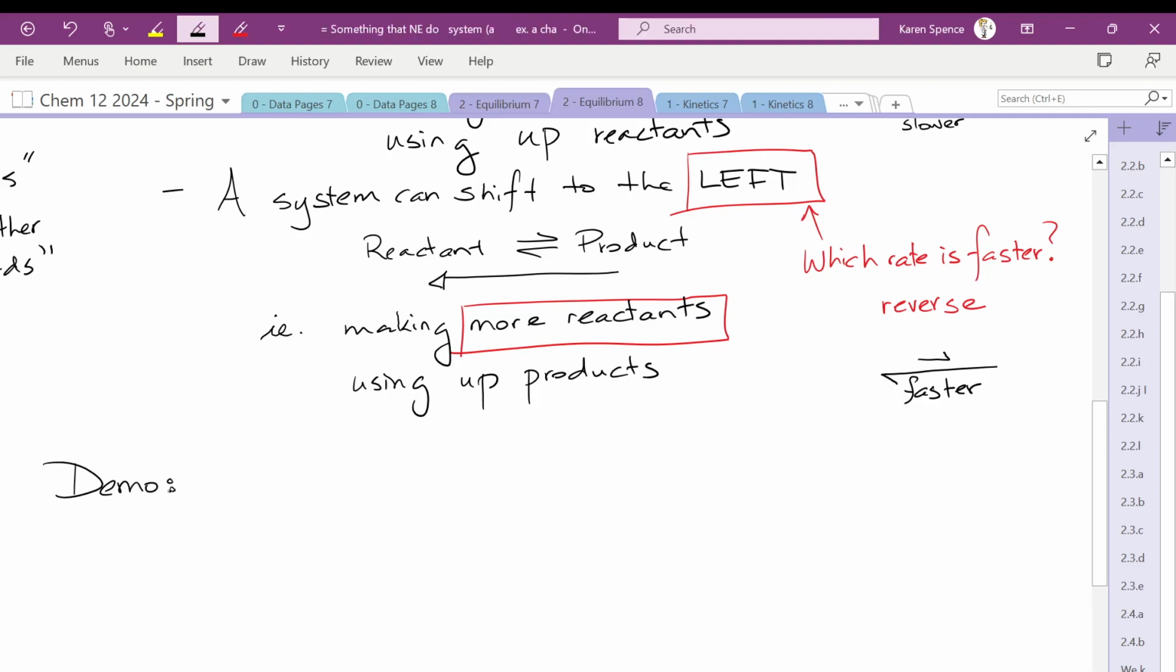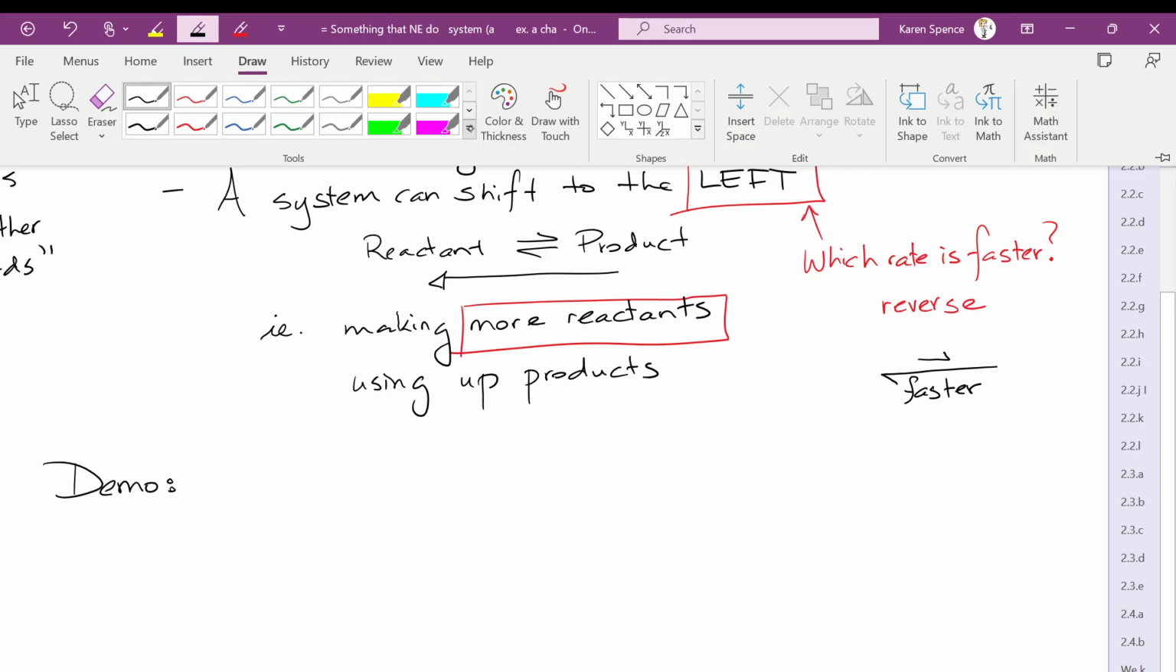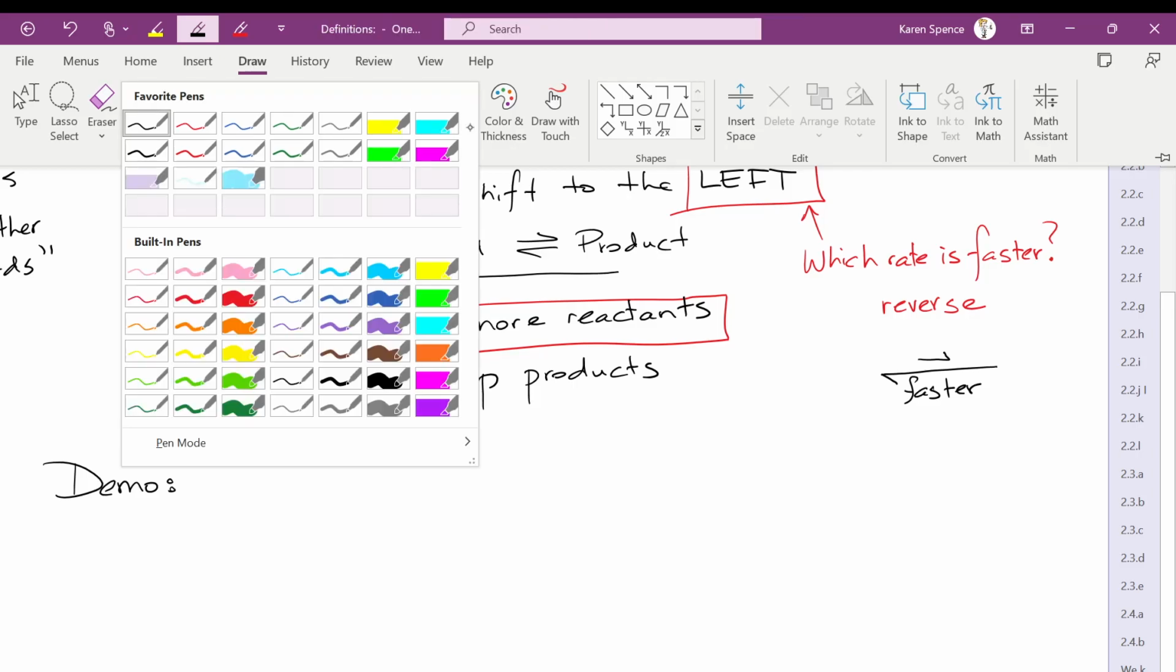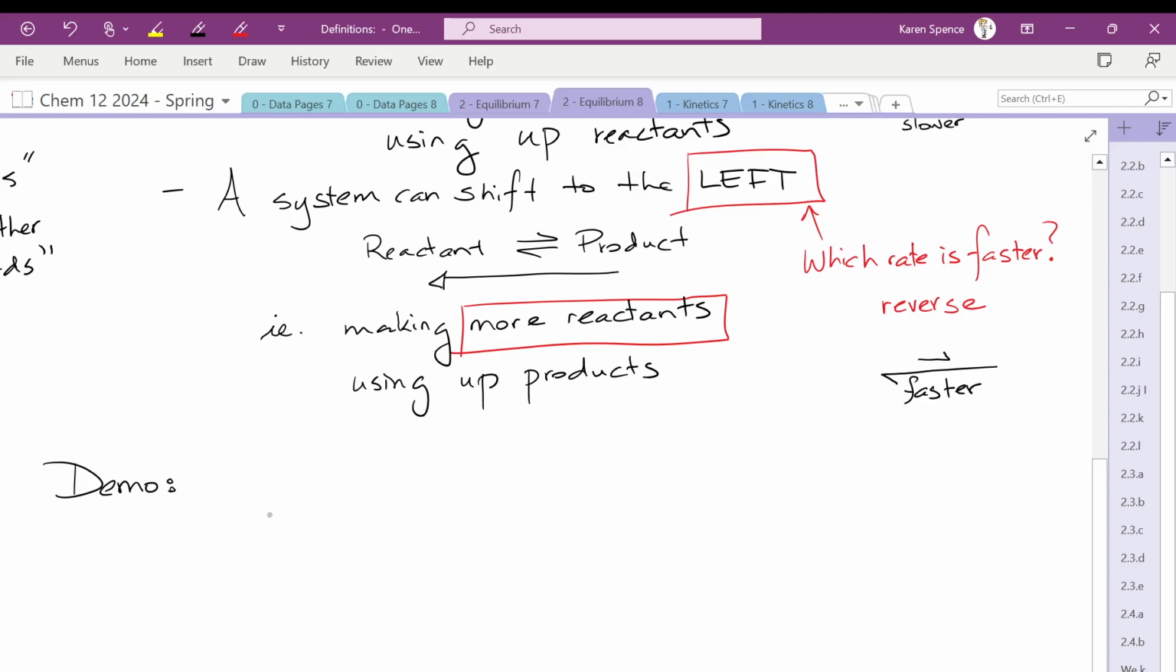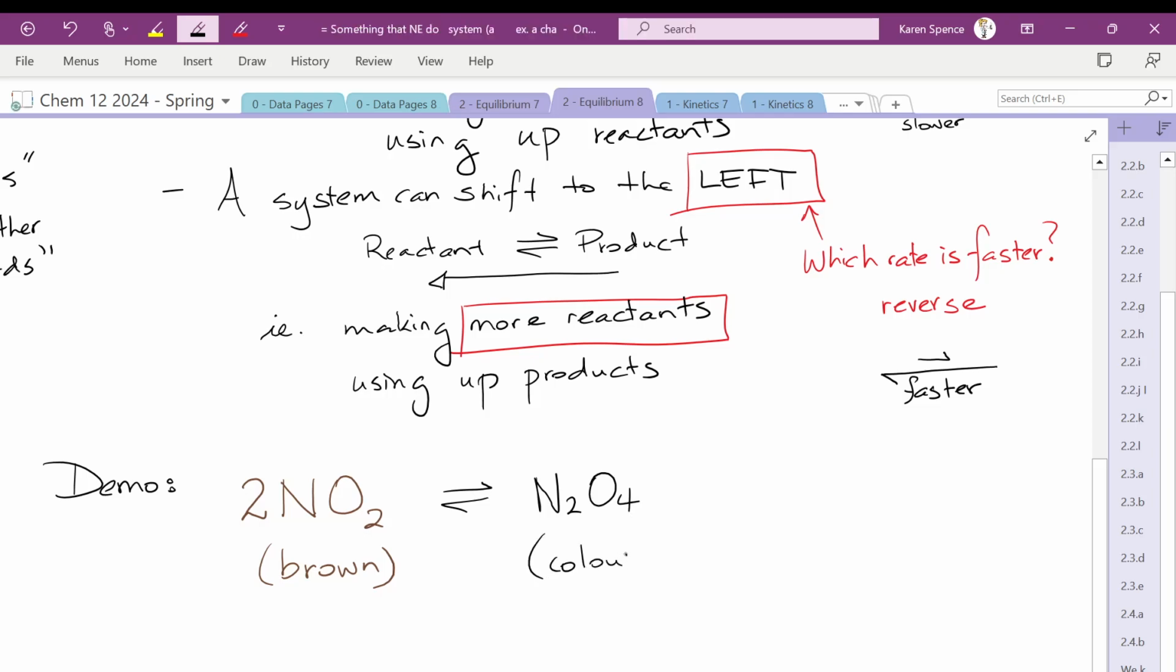Now in our demo, we had, let's see if I can actually find a brown pen. That would be exciting. Oh, there we go. That doesn't even look brown, it just looks gray. NO2, which is brown, and we have two of them in equilibrium with N2O4, which is colorless.